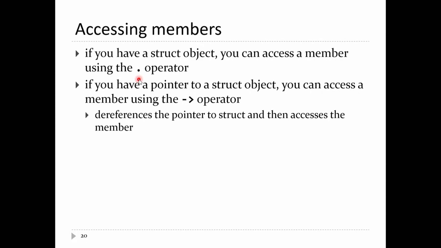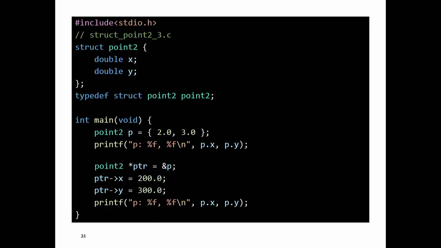Accessing members. To access the members of a structure, you can use dot. Now, that changes if you have a pointer to a structure object. If you have a pointer to a structure object and you want to access a member via the pointer, you use hyphen greater than, so it looks like an arrow. What that does is dereference the pointer to the structure and then access the member directly. So there's p, a plain old regular struct object. Its values are 2 and 3. So to get to x and y, I just write p.x and p.y.